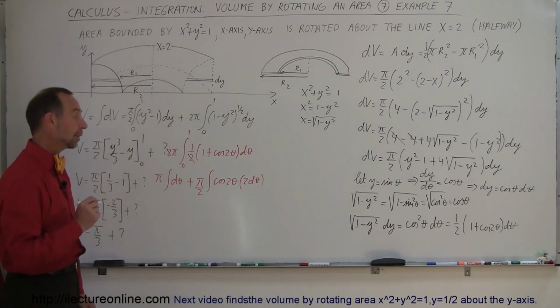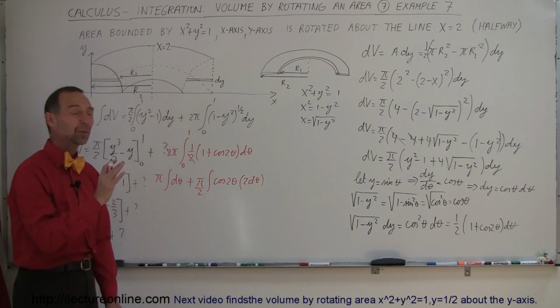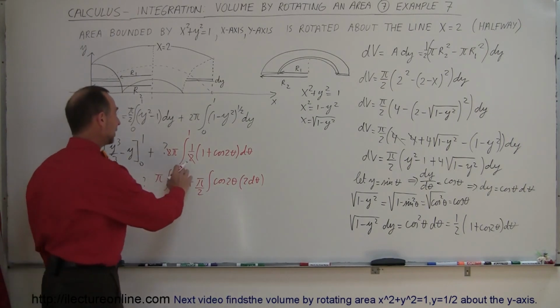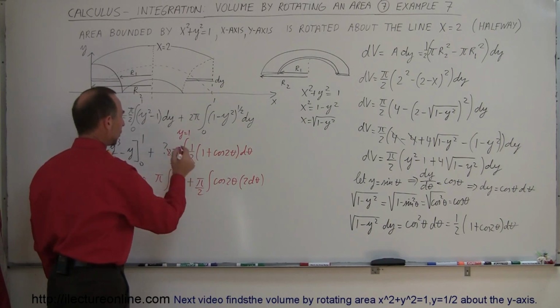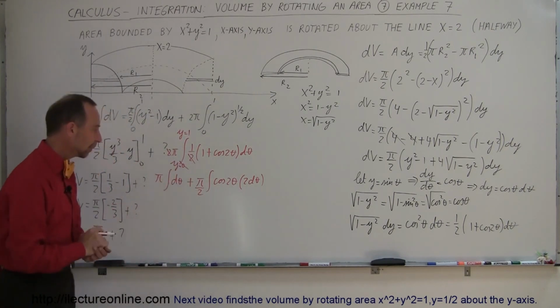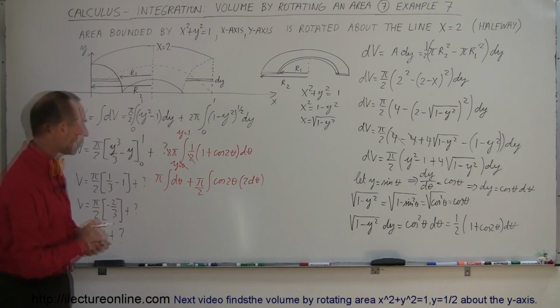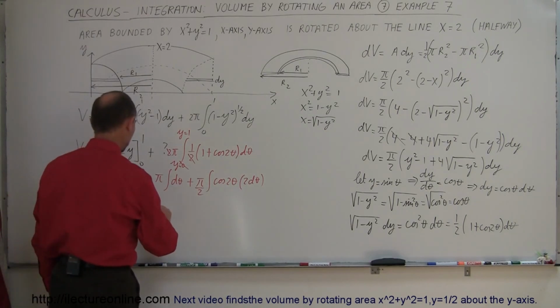All right. Now what are the limits? The limits have to be theta limits, and we'll get there in just a moment. So these, of course, were y limits, from y equals 0 to y equals 1. We have to convert that to theta limits, and we'll do that in just a moment. So this here will be equal to pi times theta. And now I have to have the theta limits.